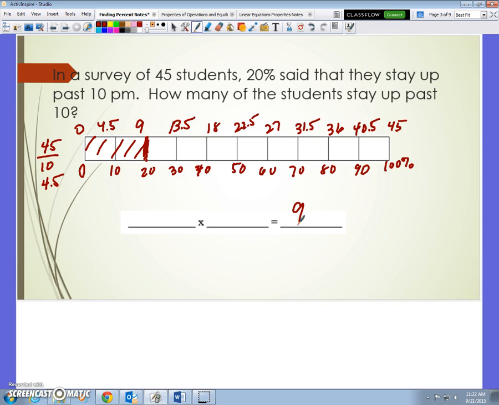Now, if I want to just bypass all this chart work here, what I could do is this. I could change my percent to a decimal. We just did 20%, but I can do it again, 20.0%. If you're concerned about where the decimal is, just put a 0.0 at the end.